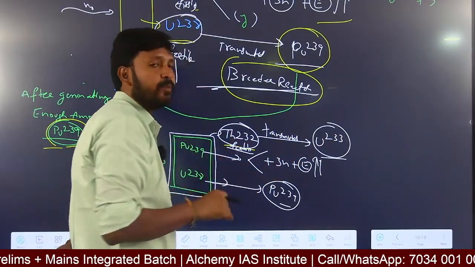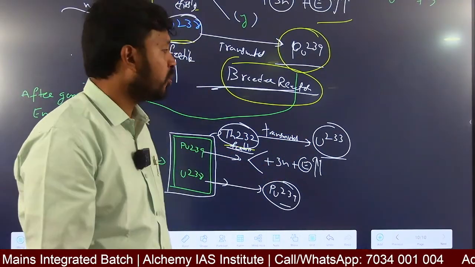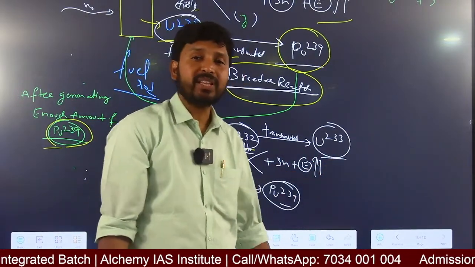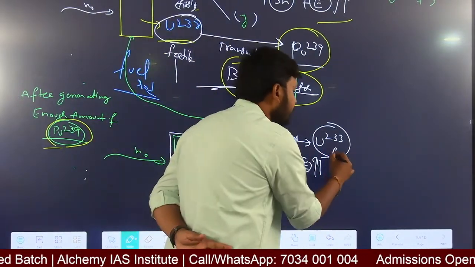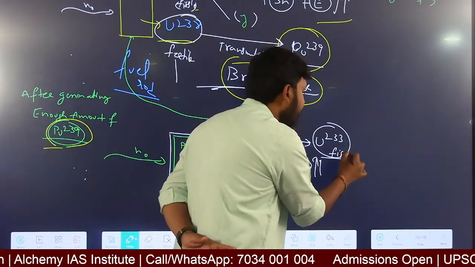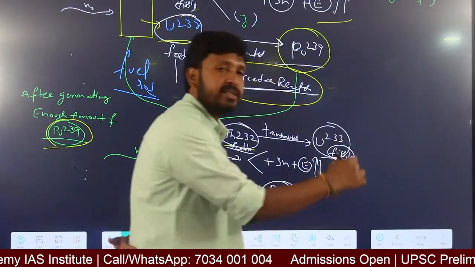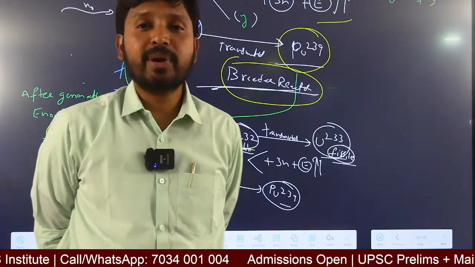Okay, so this thorium 232 will be transmuted into what element? That is uranium 233, and we know what this one is. Is this one fissile or fertile? It is a fissile material. Is it clear? It is a fissile material.